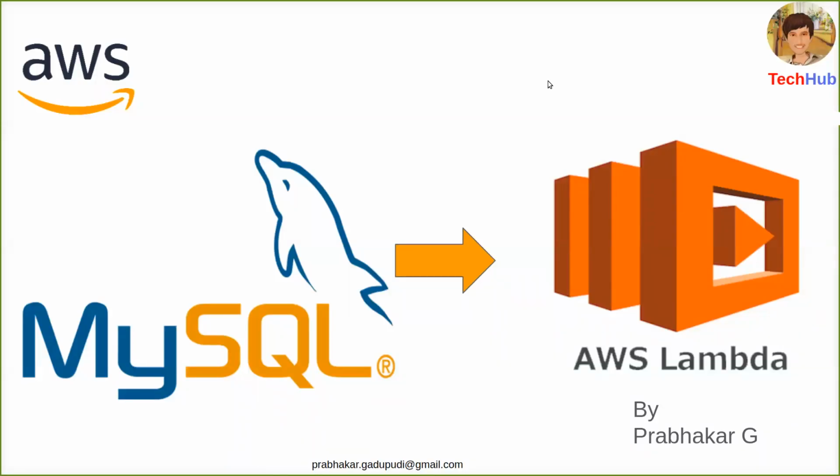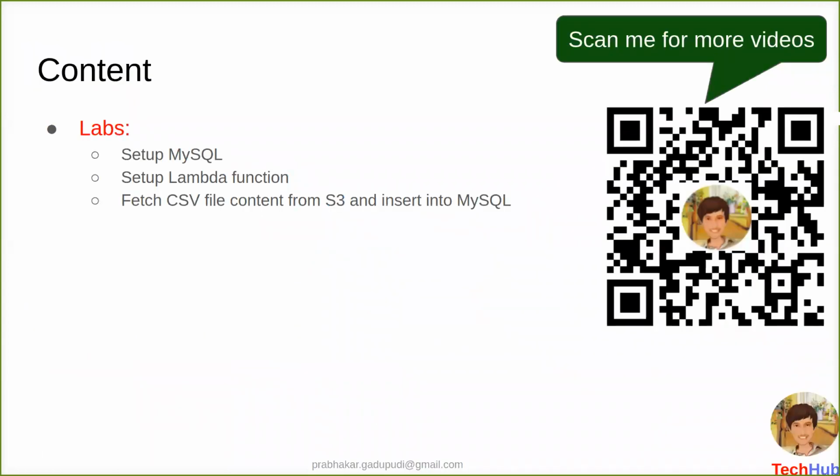I'm making a series of videos available to you to learn Amazon Web Services, and in this session I'm going to talk about how to integrate a MySQL database with your Lambda function. Here is the content for today's discussion. I'm going to set up a MySQL database and a Lambda function, and integrate my Lambda function with S3, so that I can fetch the CSV file content from S3 and insert that content into MySQL using the Lambda function.